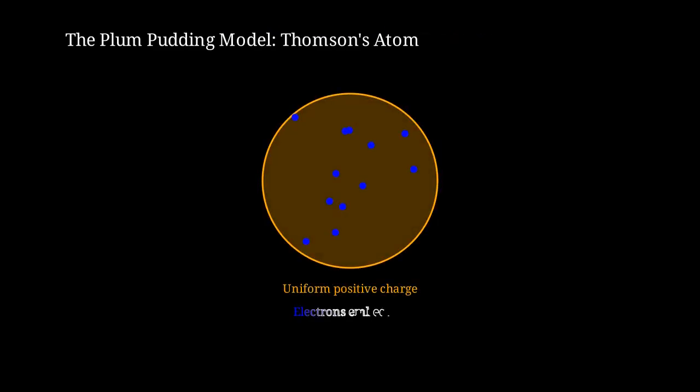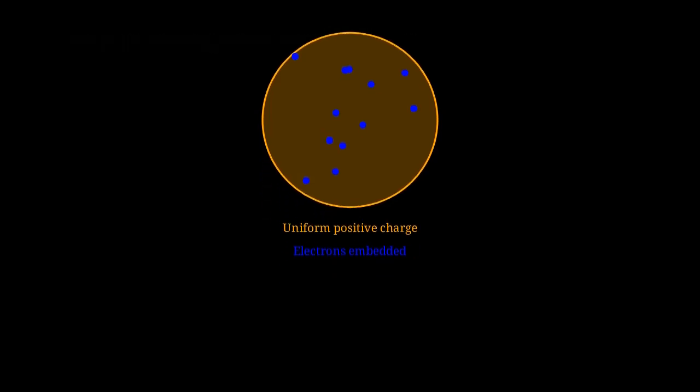Here's the plum pudding model. The positive charge fills the entire volume of the atom uniformly. Electrons are scattered throughout like plums in pudding. Under this model, when you fire alpha particles at atoms, you should only see small deflections. Why? Because the positive charge is spread out, so the electric field at any point is weak.